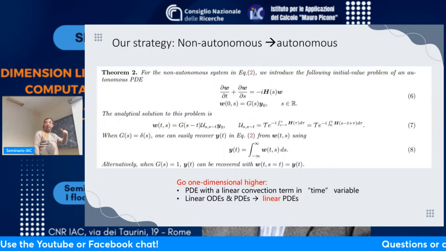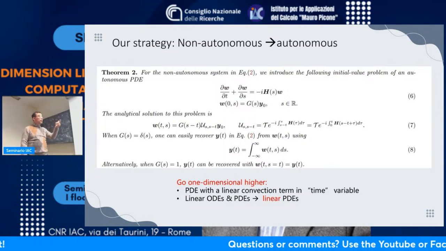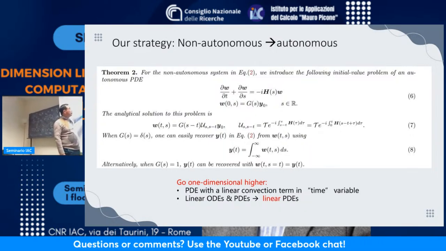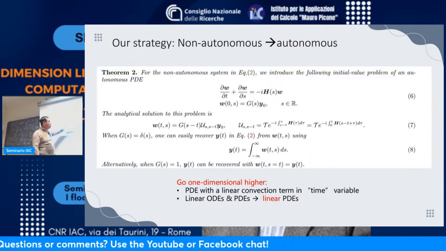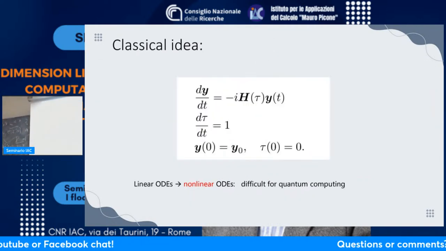So the idea is, again, go to one dimension higher. So if it's an ODE, it becomes a PDE. But it's a PDE with a linear convection, and it's sort of a pseudo time variable. Of course, adding a variable is not new.